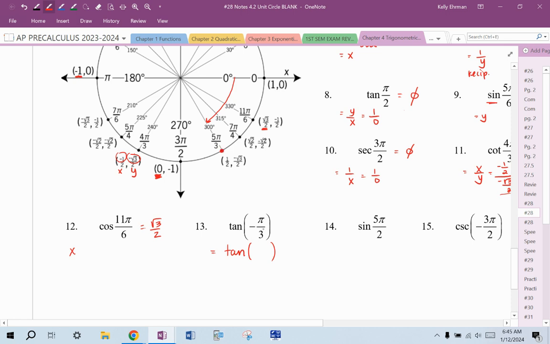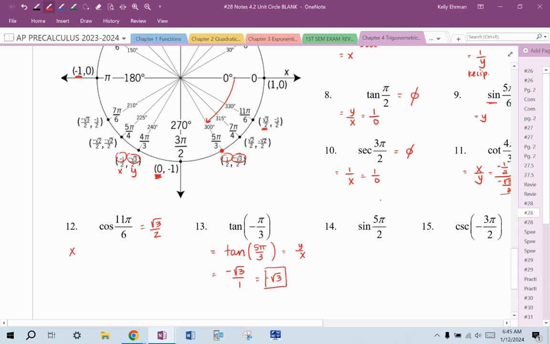So the tangent of negative pi over 3, if you do y over x at that coordinate, is the same as the tangent of 5 pi over 3. So I'm doing y over x. Just look at the numerators. Y is negative radical 3, and x is 1. Simplify, and that's the final.